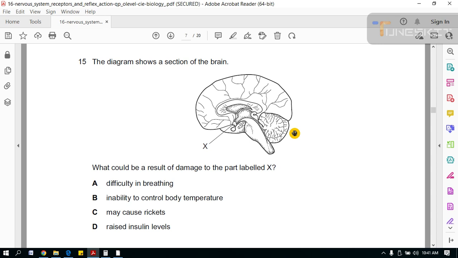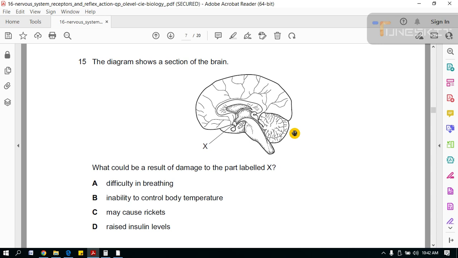Before attempting all these questions or paper one, you should have a clear idea about the brain structures and functions. You should have a clear labeled diagram of the brain so that you can easily distinguish or differentiate all these structures. So, what could be the result of damage to the part labeled X? Okay.